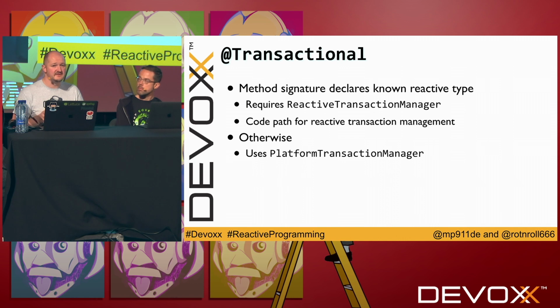In all these cases, we initiate a reactive transaction, and we expect that the context ships with at least one reactive transaction manager bean. Otherwise, we fall back to imperative transaction management and reusing the platform transaction manager. So really, reactive transactions are an individual separate code path which is activated if you have the right dependencies shipped on your classpath and if we encounter any reactive method.